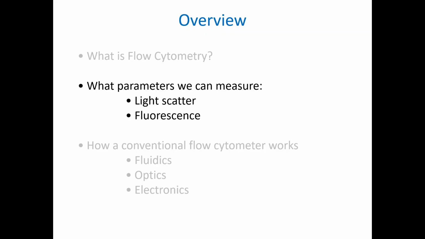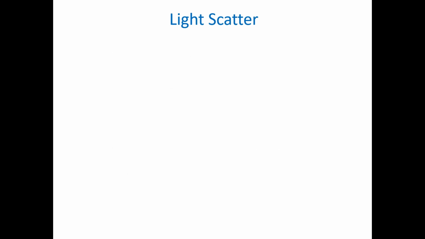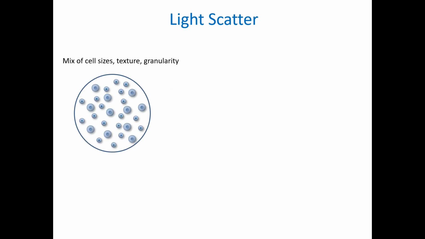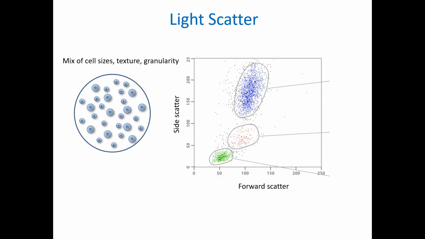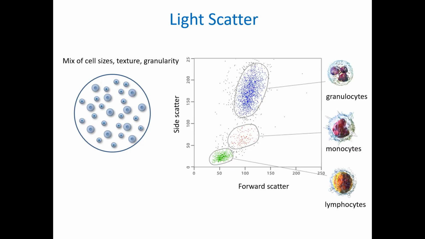Now we'll talk about what we measure by flow cytometry, light scatter and fluorescence. Here we have a mix of unstained cells of different sizes, textures, and granularity. The light scatter characteristics on this graph, forward scatter on the x-axis and side scatter on the y-axis, allow us to identify different cell populations based on their size and texture, and we'll look at this in detail in a minute.